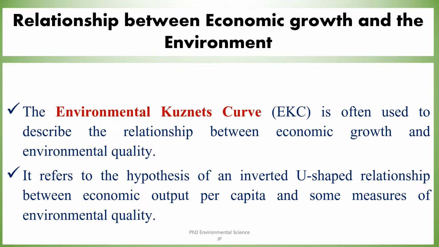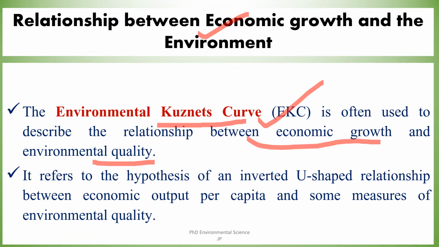So we can study the relationship between economic growth and the environment with the help of the environmental Kuznets curve, EKC. Now, it is a concept used to describe the relationship between economic growth and environmental quality. It suggests that as an economy grows, environmental degradation initially increases, but after reaching a certain level of economic development, further growth leads to improvement in environmental quality. This relationship is often depicted as an inverted U-shaped curve when plotting environmental degradation against per capita income.